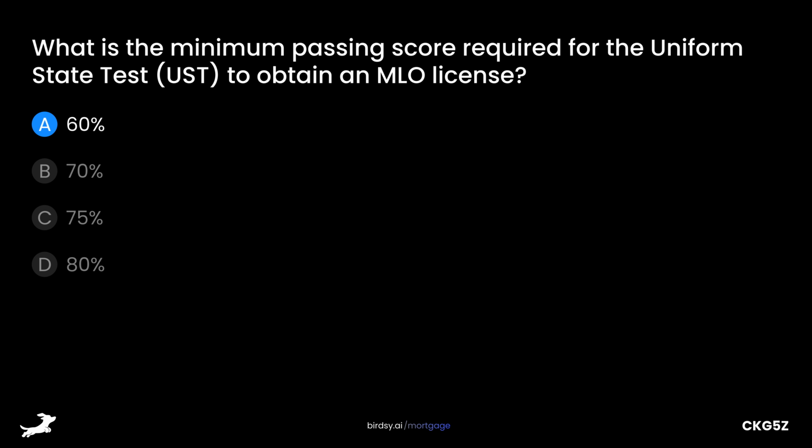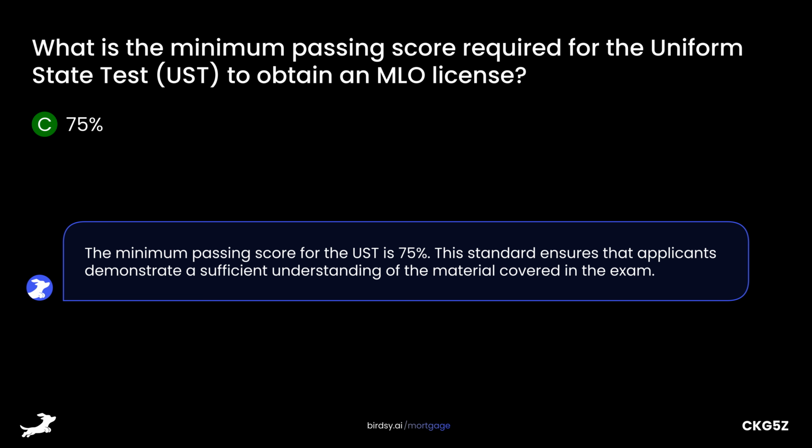Is it A, 60%, B, 70%, C, 75%, or D, 80%? The answer is C, 75%. The minimum passing score for the UST is 75%. This standard ensures that applicants demonstrate a sufficient understanding of the material covered in the exam.